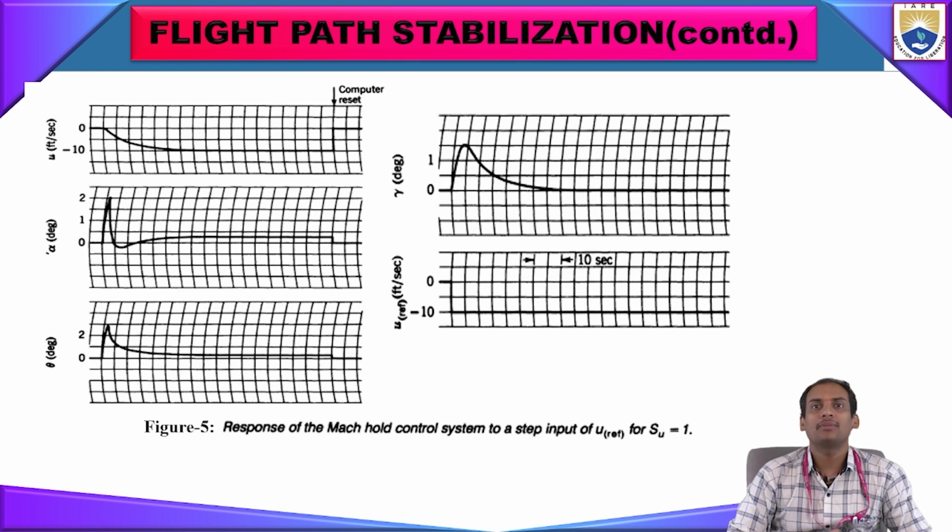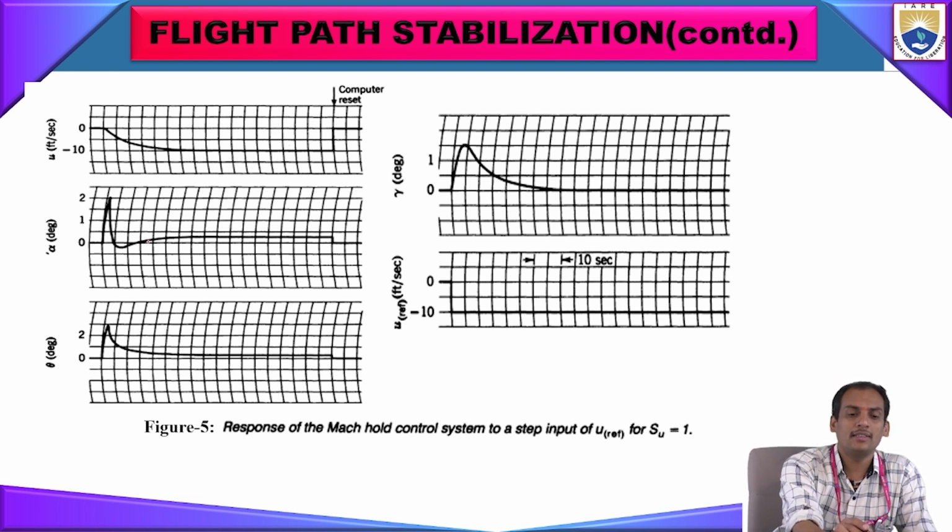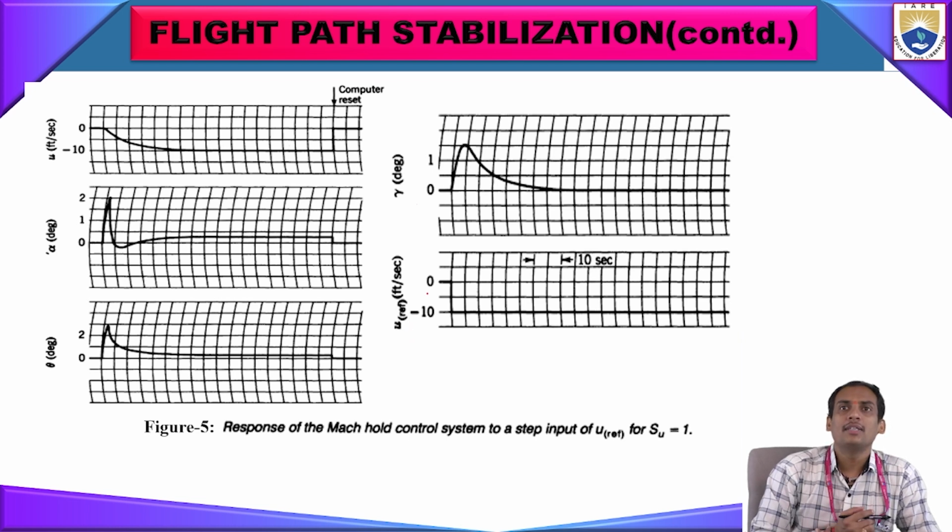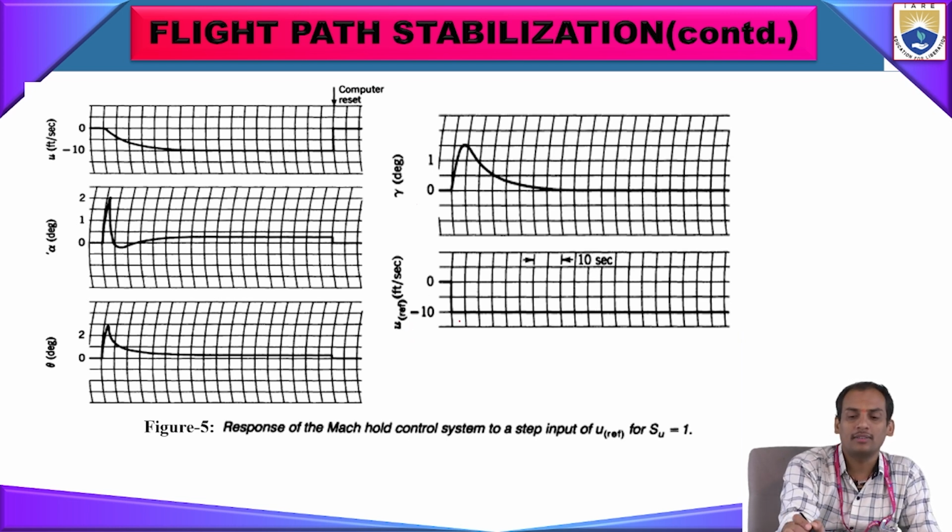So this is the response of the Mach-hold control system to a step input of u reference. This is with respect to small changes in u, alpha, theta, gamma, and u reference values. So how the mode shapes have been considered and how they change, we will see here. You see the change in mode shapes is generally small with a small change in Mach hold. If you give a small velocity, that velocity will gradually decrease and after that it becomes constant only.